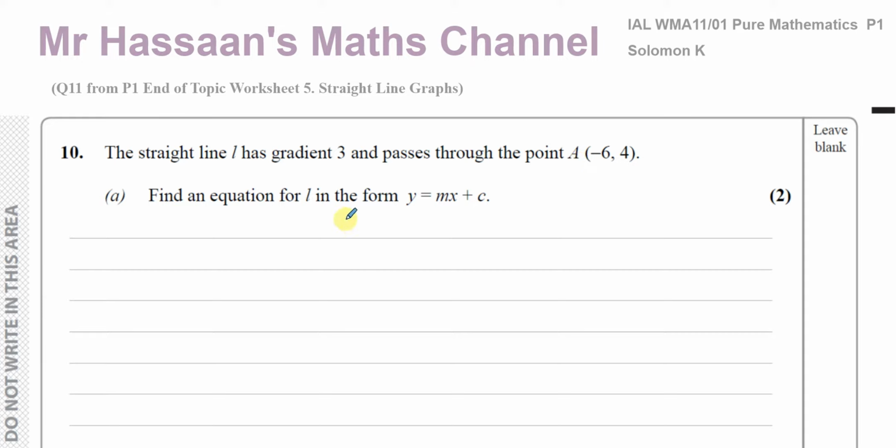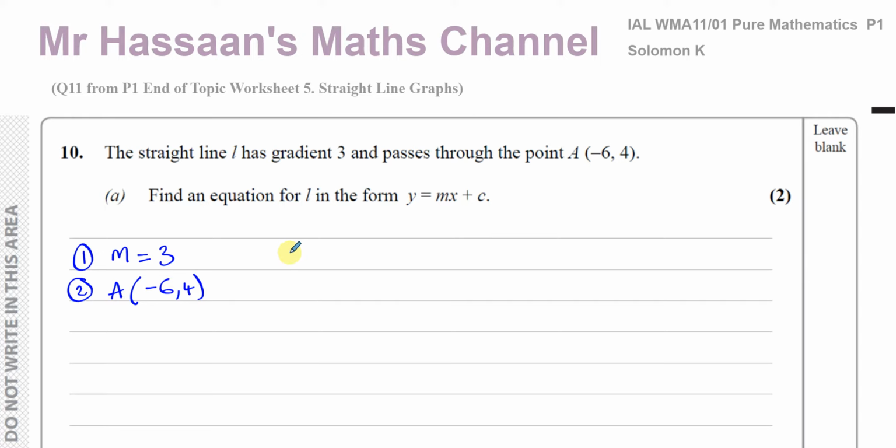The first part of the question tells us to find an equation for the line in the form y equals mx plus c. For us to find the equation of a straight line, we need two pieces of information. One of which is the gradient of the line, which is 3, as the question tells us. The second piece of information we need is a point on the line, which again we have been given explicitly, -6, 4.